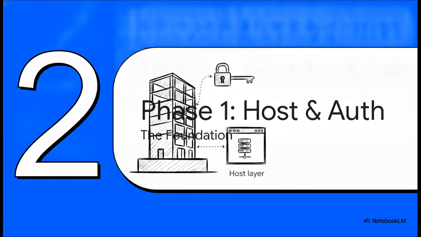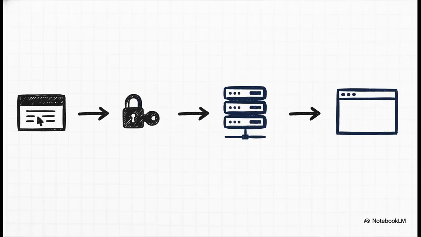Moving on to section 2, phase 1, host and auth. Let's look at how this builds from the absolute bottom and pour that foundation. So the .NET 10 console app acts as the bootstrapper for the entire operation. Picture this. It wakes up, immediately parses your environment variables, things like your organization and tenant ID. Next, it triggers an interactive Microsoft Entra ID flow in your default browser.